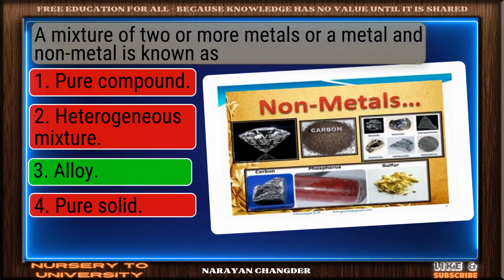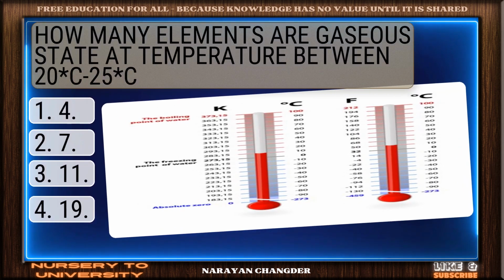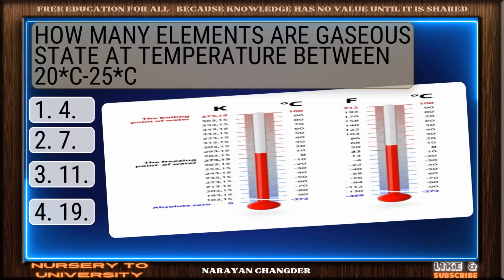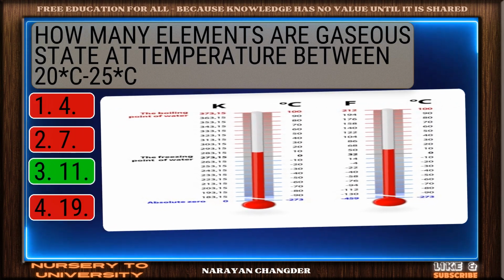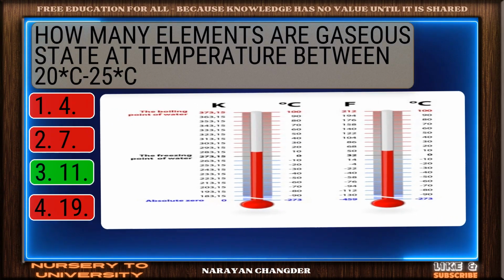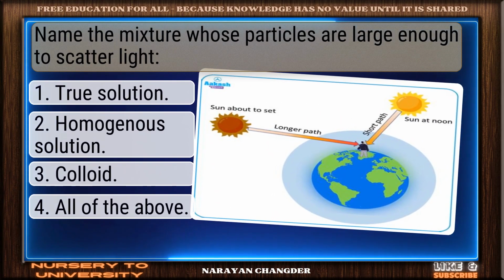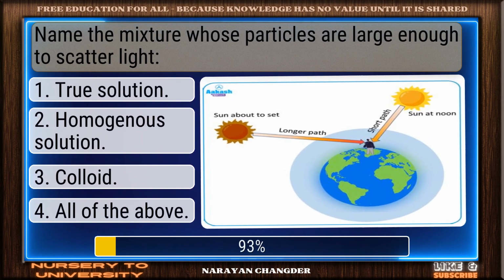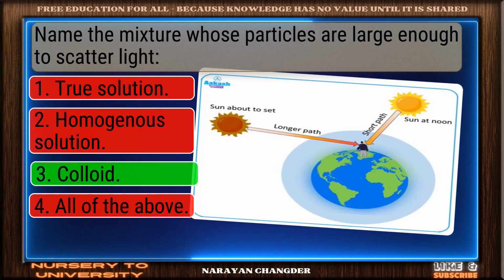Smart move. Alloy is an accurate answer. Question number 105. How many elements are in the gaseous state at a temperature between 20 C and 25 C? Valid point. 11 is true. Question number 106. Name the mixture whose particles are large enough to scatter light. Good thinking. Colloid is the right answer.